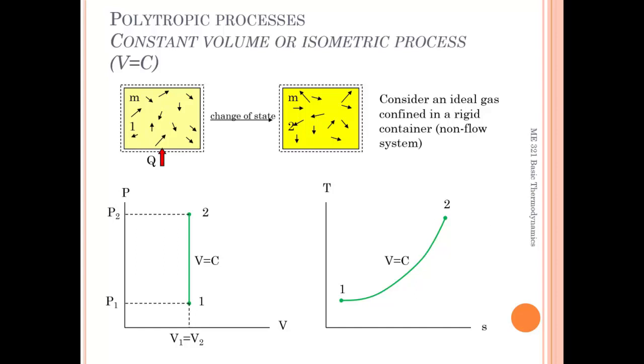Conversely, if we have a constant volume heat rejection process, we will still arrive with the same shape of the two diagrams, but the positions of point 1 and point 2 will just be reversed.